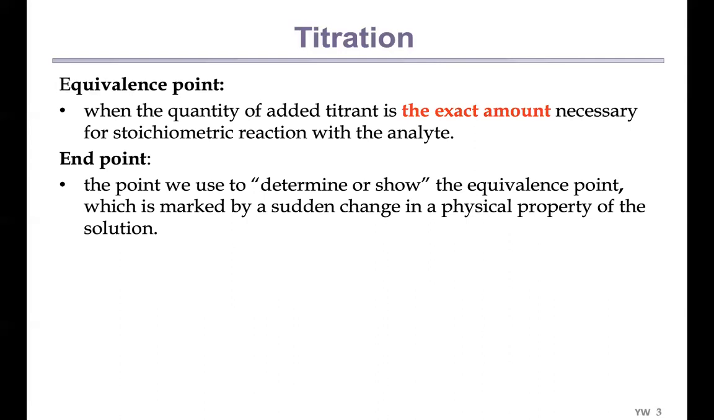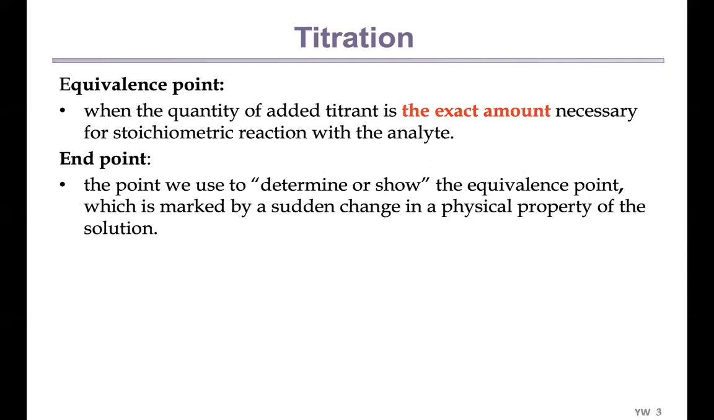Now, in reality, the endpoint might not be exactly the same as the equivalence point. For example, for an acid-base titration, maybe at the equivalence point you're looking at a pH of 7, right? But the indicator you use might only change color when the pH reaches 7.2, because the color change is also related to the equilibrium associated with the indicator itself. And it has its required pH to change the color.